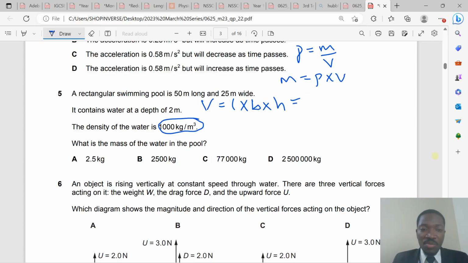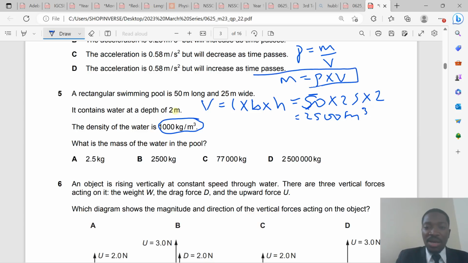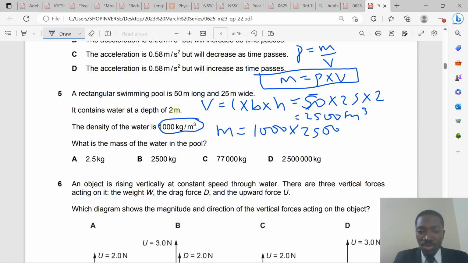What's the length? The swimming pool is 50 meters long. Length is 50. The breadth is the width, which is 25, and then the height is the depth, which is 2. 50 times 25 times 2 gives us 2,500 meter cube. Now we substitute this value into the formula for calculating the mass, density times volume. So the mass is equal to the density, which is 1,000, multiplied by the volume, 2,500 meter cube.